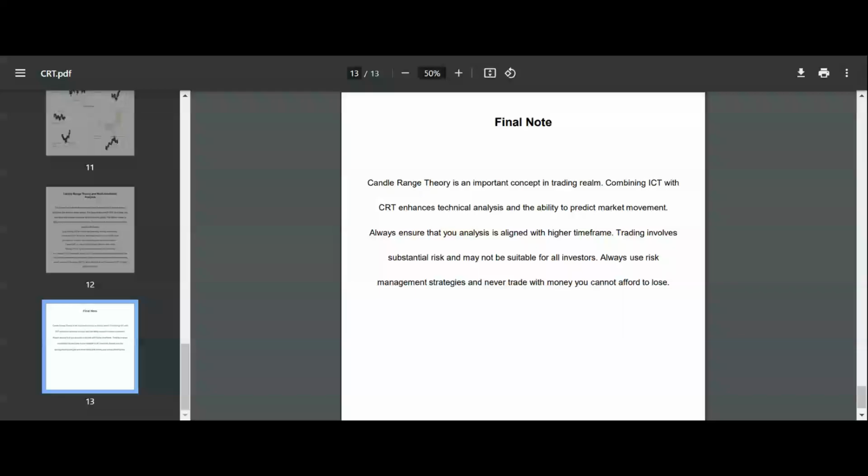Final notes: candle range theory is an important concept in the trading realm. Combining ICT with CRT enhances technical analysis and the ability to predict market movement. Always ensure your analysis is aligned with the higher time frame. Trading revolves around sustainable risks and may not be suitable for all investors. Always use risk management strategies and never trade with money you cannot afford.